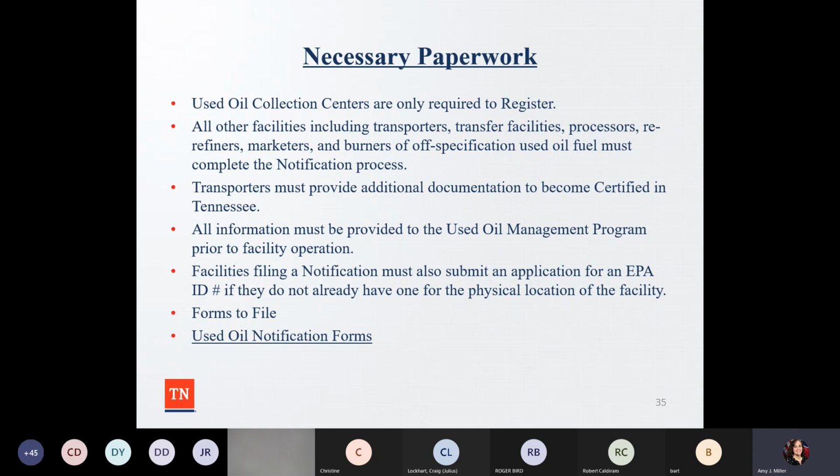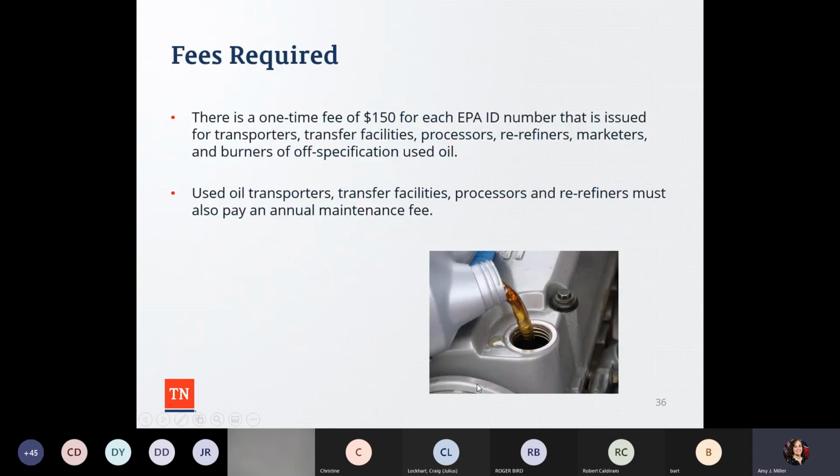And again, facilities using a notification must submit an application to get an EPA ID number if they don't already have one, for the physical location of the facility, and then there are various forms that they have to fill out. So there are fees required. There is a one-time fee of $150 for each EPA ID number that's issued for transporters, transfer facilities, processors, re-refiners, marketers, and burners of off-specification used oil, and used oil transporters, transfer facilities, processors, and re-refiners must pay an annual maintenance fee.